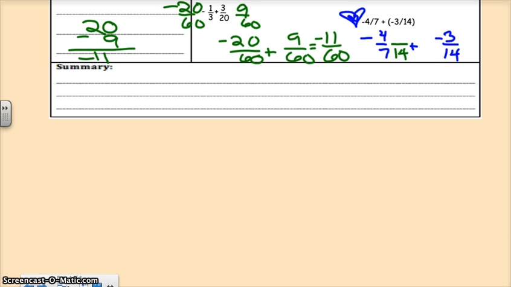7 times 2 is 14. Negative 4 times 2 is negative 8. So I have negative 8 over 14 plus negative 3 over 14. They're the same sign, so I add them up. 8 plus 3 is 11. Keep it negative over 14. That is integer addition.